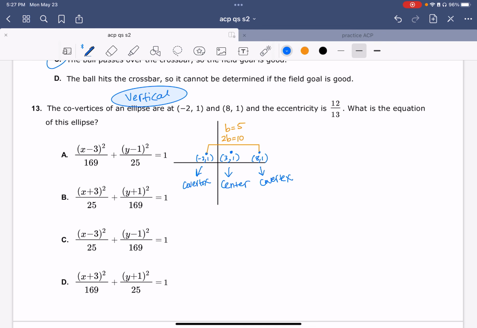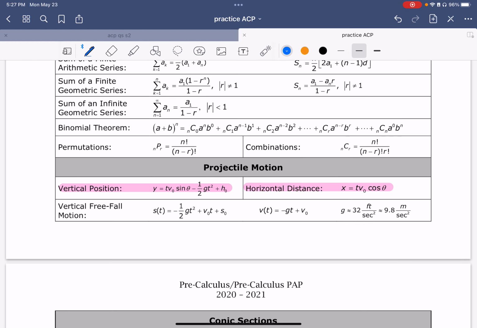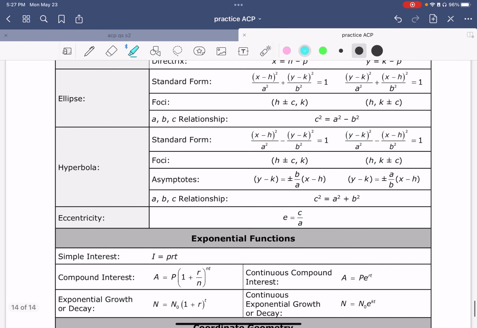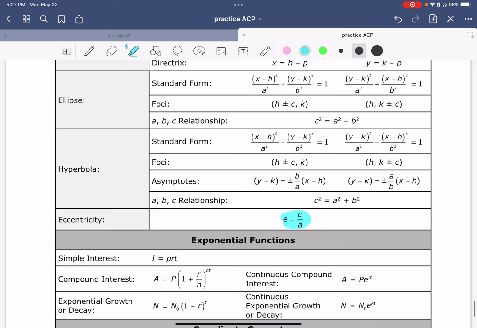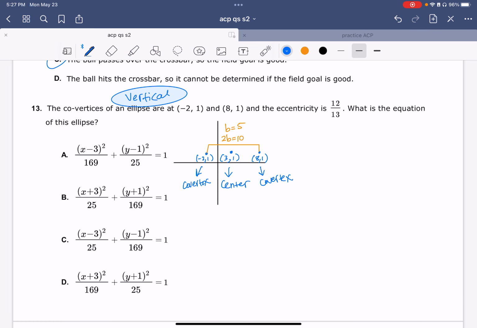So it gives us the eccentricity. If you remember on your formula chart for eccentricity, that's E equals C over A. So I'm going to come back over here and do E equals C over A. Well, the eccentricity here is 12 over 13 equals C over A. And they basically just gave them to you. C is 12, A is 13. So that's all we need to write the formula.